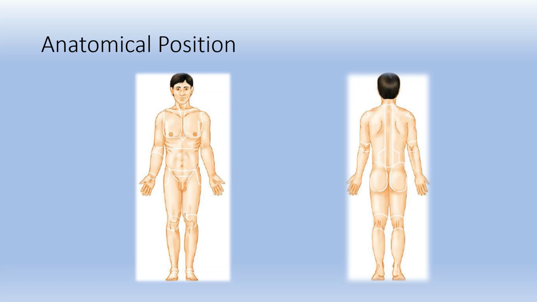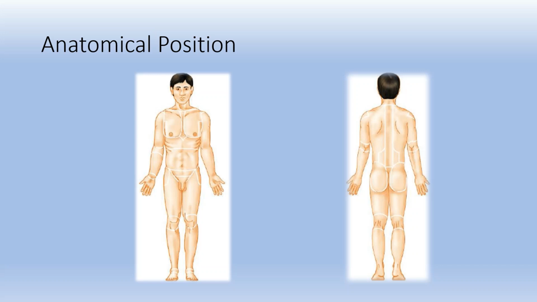We use anatomical position as a standard reference point. It's that point in which we are able to describe relationships between structures as well as their locations to one another. Anatomical position is characterized by standing upright. So the body is erect. Your feet are hip, shoulder width apart. Your eyes are looking straight ahead. Your arms are down by your sides with your palms facing forward and your thumbs out to the side.